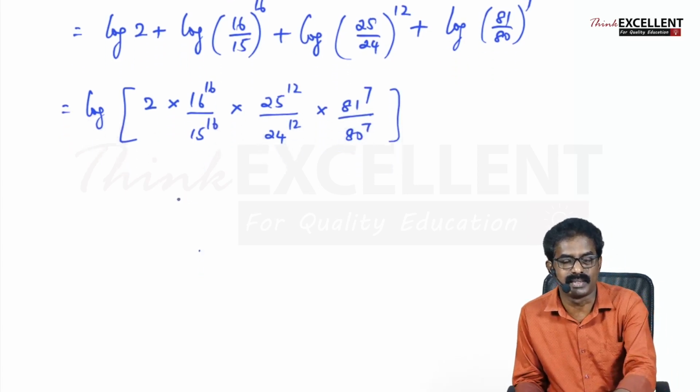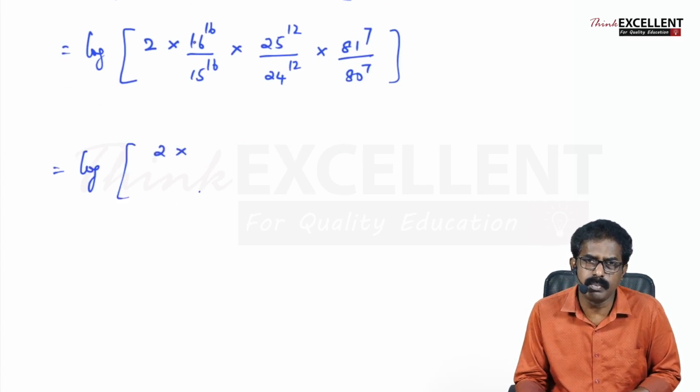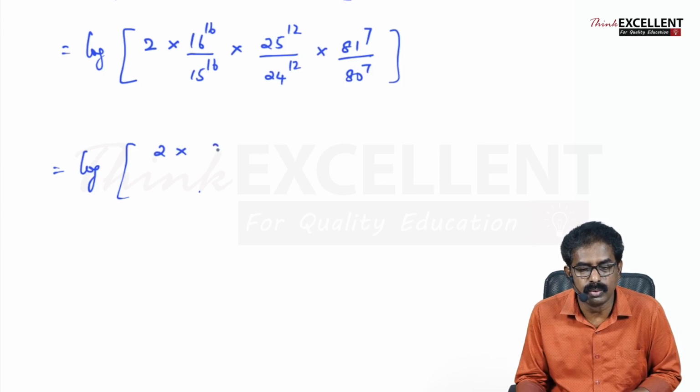Now prime factorization. So that is log, listen carefully, 2 into 16 means 2 raised to 4. 16 means what? 2 raised to 4. So you can write it as 2 raised to 4 the whole power 16.